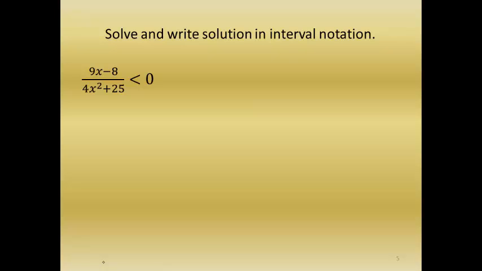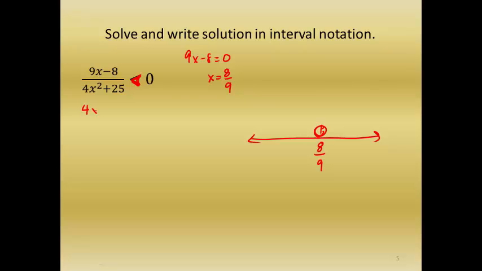it's already set equal to 0 or less than 0, so I don't have to move anything, I don't have to combine terms, I'm ready to decide what numbers go on my number line. So I set my numerator equal to 0, and I get x equals 8/9, so that's going to go on my number line. I don't know where to put it yet. I'll put it right here. Okay. And because it's exclusive, I'm going to put an open circle.